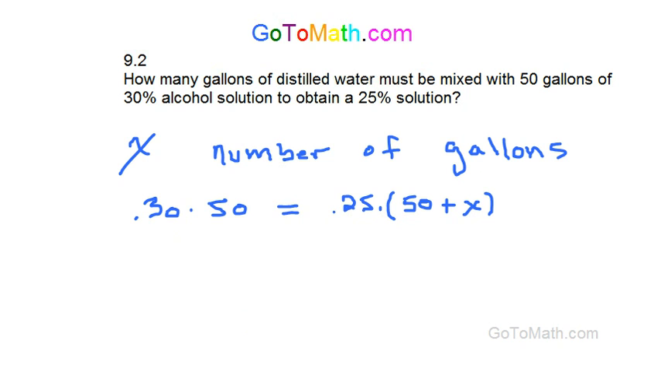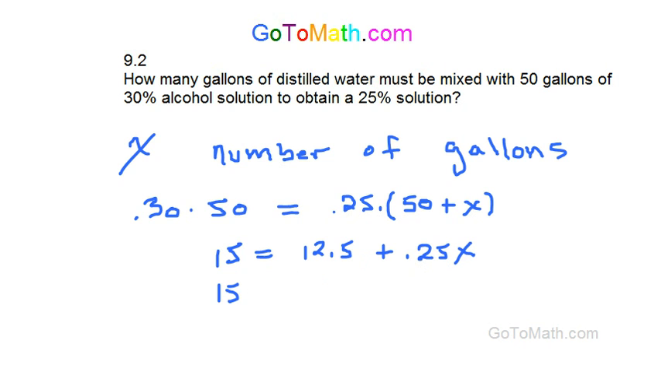I hope so. So let's do the math. We got 30% times 50 is 15, is equal to, and then go ahead and distribute this 0.25 times 50. So a fourth of 50. And what do we got? 12.5, and then plus 0.25x. Alright, so we're trying to solve for x here.